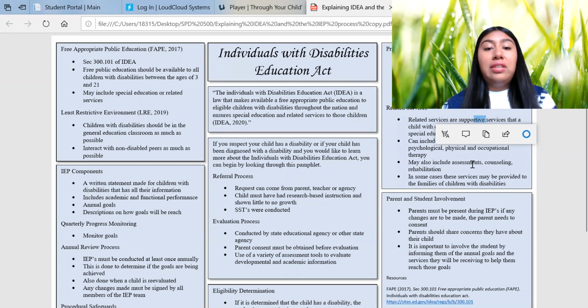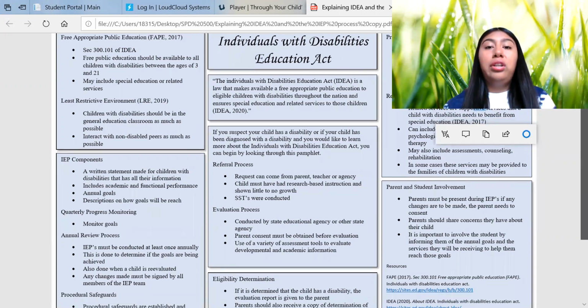This video is to help those who suspect that their child might have a disability, but also for those people who have children who have already been diagnosed with a disability. And in this pamphlet, you can find more information about the services that are provided to students with disabilities.